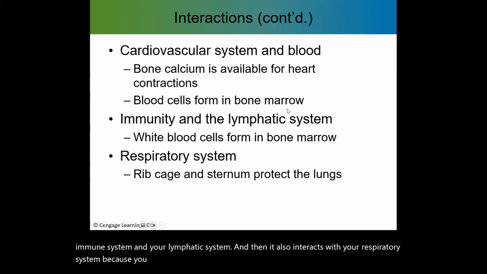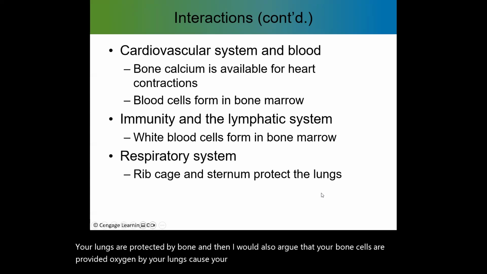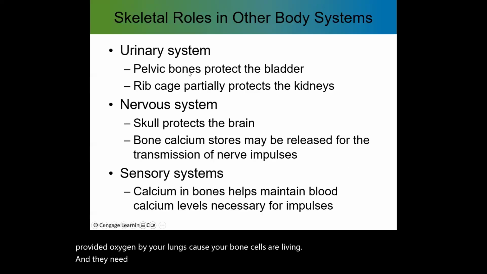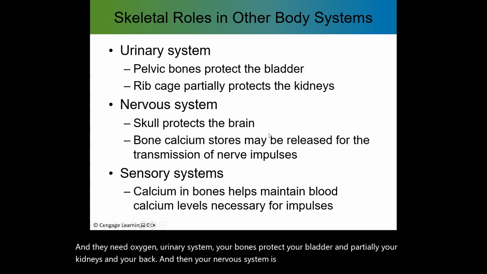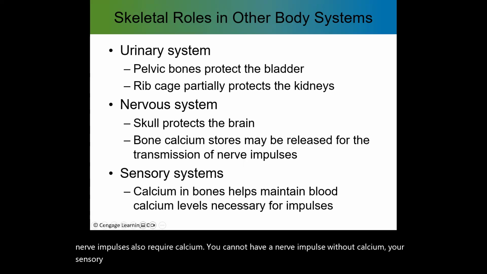And then it also interacts with your respiratory system because your lungs are protected by bone. And then I would also argue that your bone cells are provided oxygen by your lungs because your bone cells are living and they need oxygen. Urinary system, your bones protect your bladder and partially your kidneys and your back. And then your nervous system is protected by the skull. And then nerve impulses also require calcium. You cannot have a nerve impulse without calcium. Your sensory system also interacts with skeletal because you need calcium for your nerve impulses.